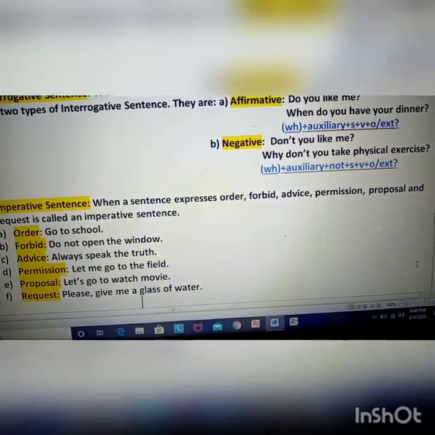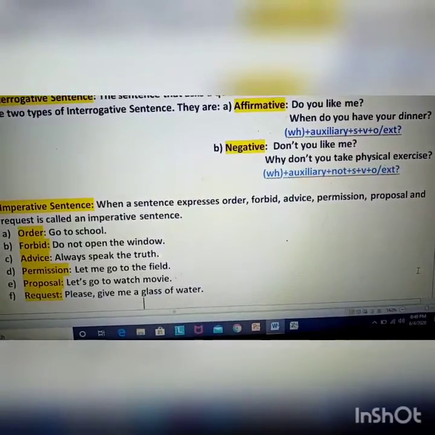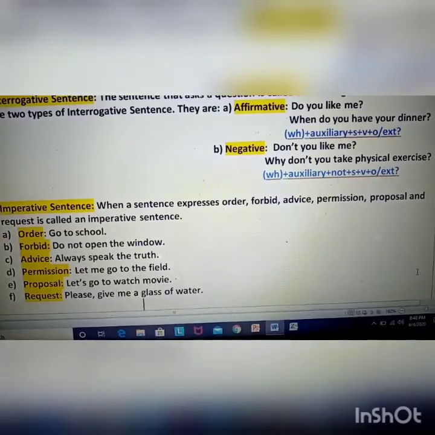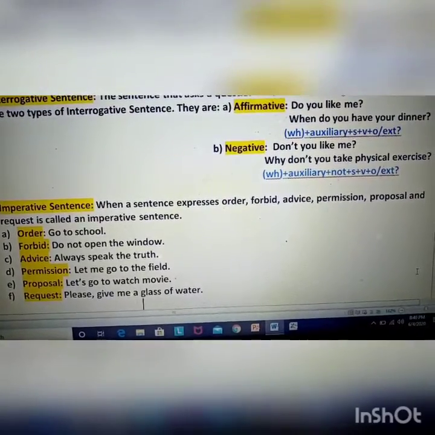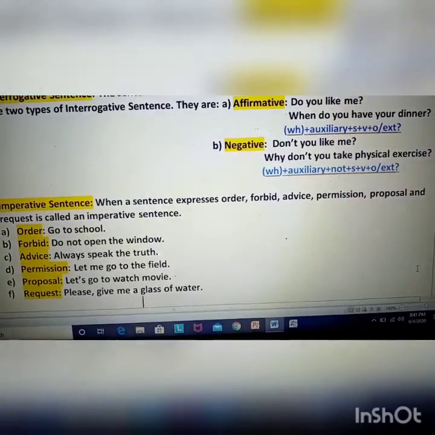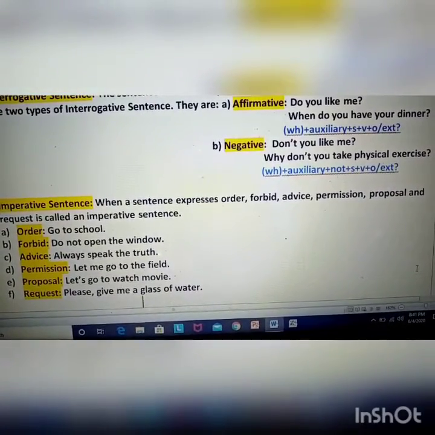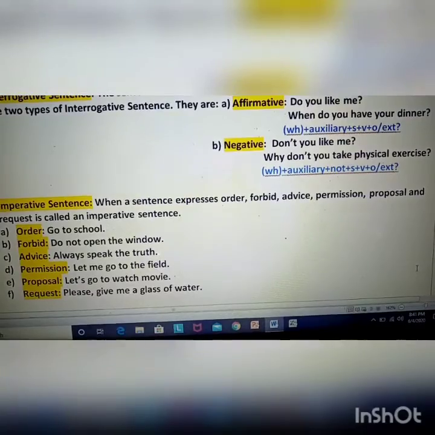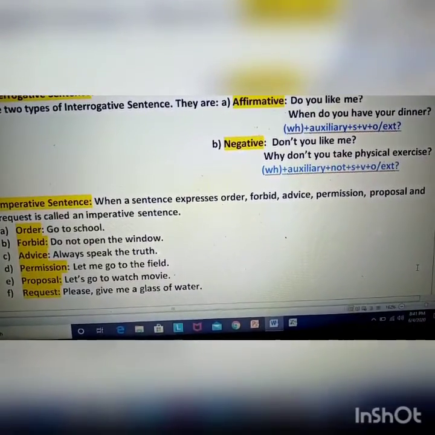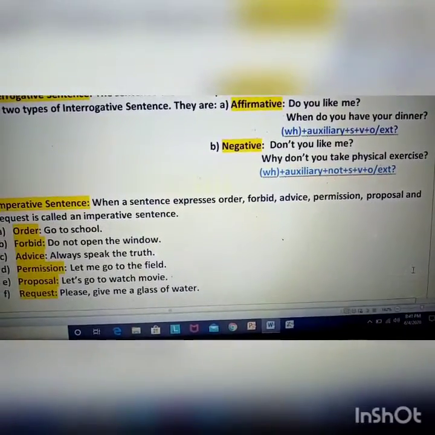So the WH word is in brackets, plus auxiliary verb, plus subject, plus verb, plus object or extension. In number B, the category is negative. So here we can also see the two types. One is a WH question, and another is a yes no question. The first example is a yes no question: "Don't you like me?" It starts with an auxiliary verb. That's why it is a yes no question.